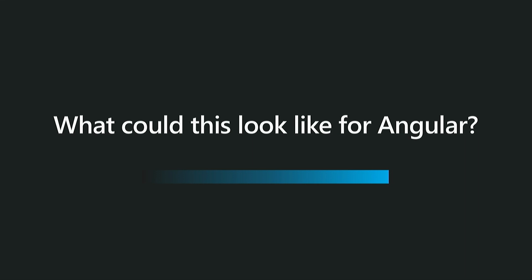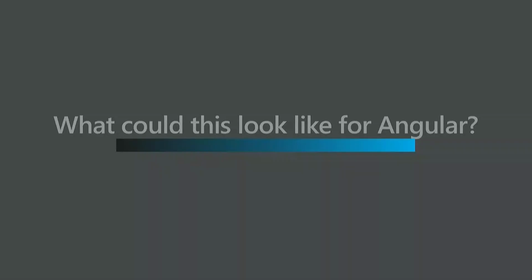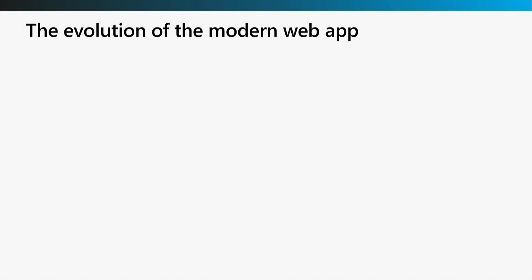So the key here is, what does this look like for Angular? So let's kind of like map out the diagram of what this might look like. In a modern web app, if you remember back in like the 90s, the big thing was these two-tier applications, client and then a server.